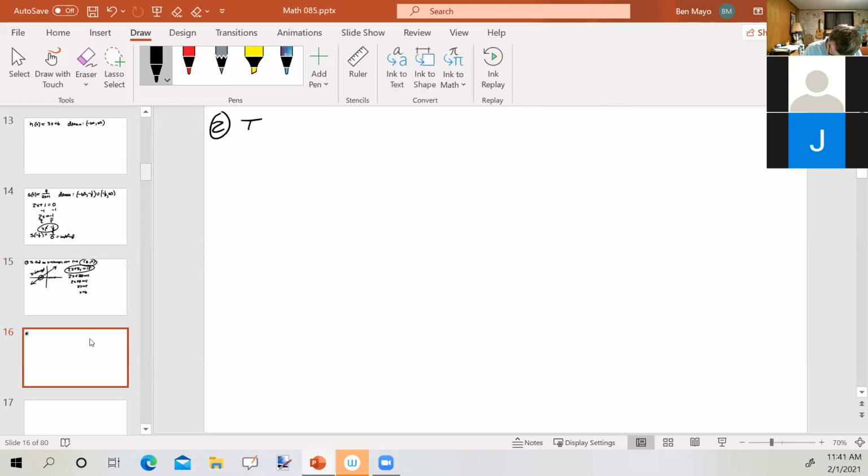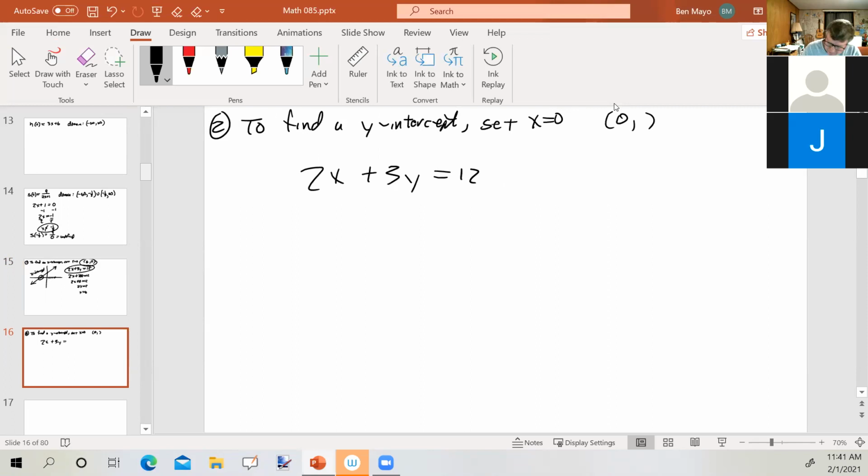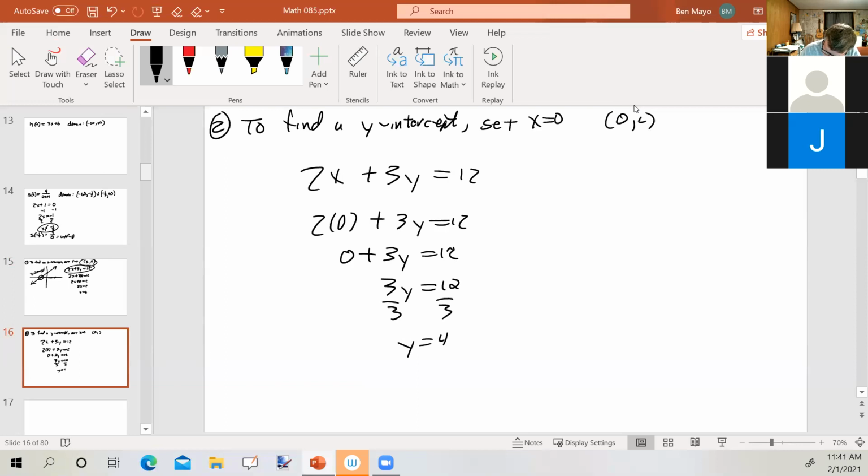Item number 2, to find a y-intercept, set x equal to 0, or complete that ordered pair. Let's go back to the 2x plus 3y equals 12. So to find the y-intercept, we'd set x equal to 0. And y equals 4. So that would be up here. Any questions about that?